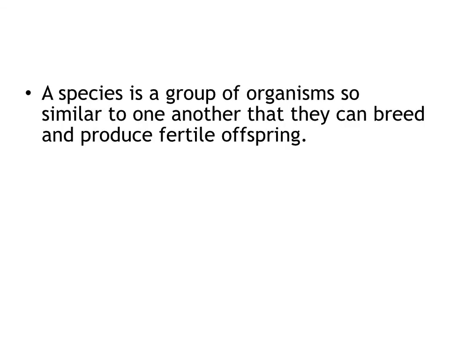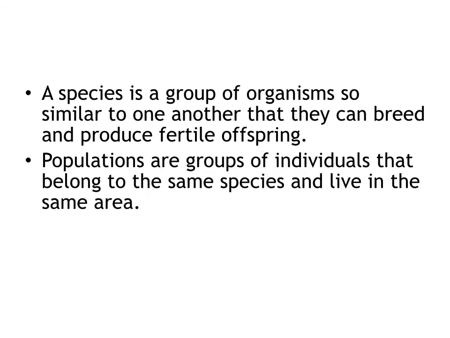A species is a group of organisms so similar to one another that they can breed and produce fertile offspring. Now, the breeding part is the main one because organisms like cats and dogs can't breed with each other and produce offspring. But horses and donkeys can breed with each other and produce mules, which are infertile, so they can produce infertile offspring. So they are still different species.